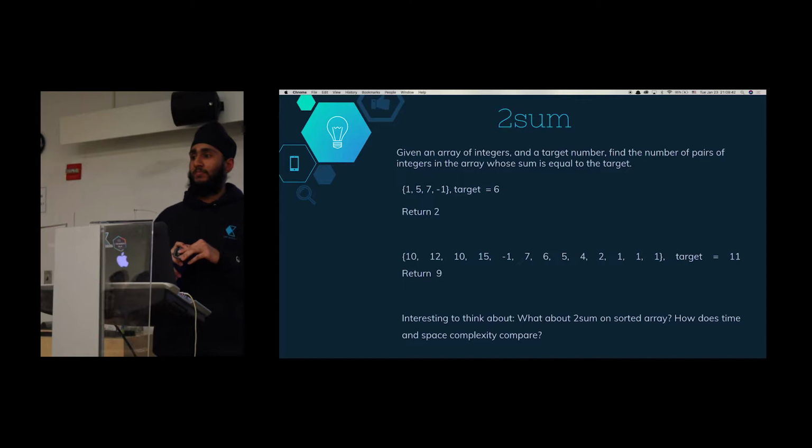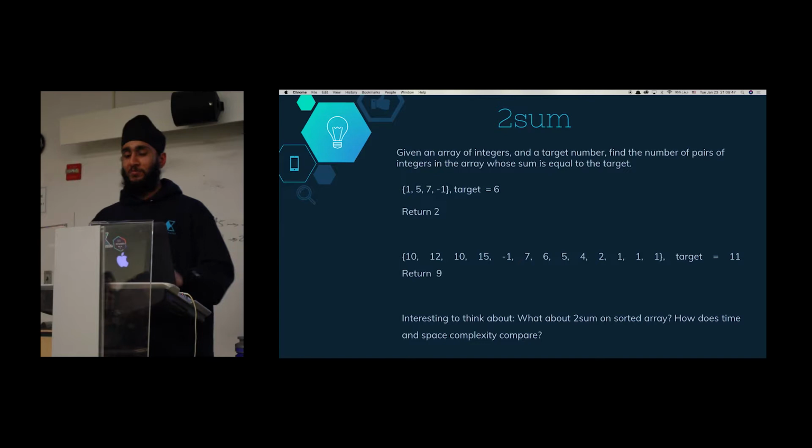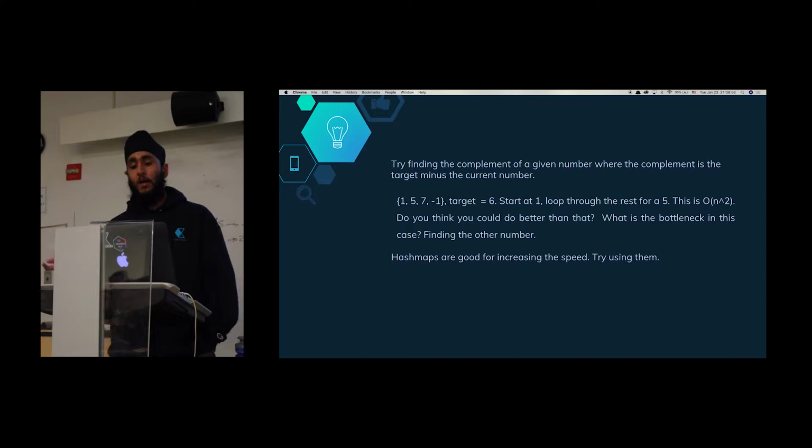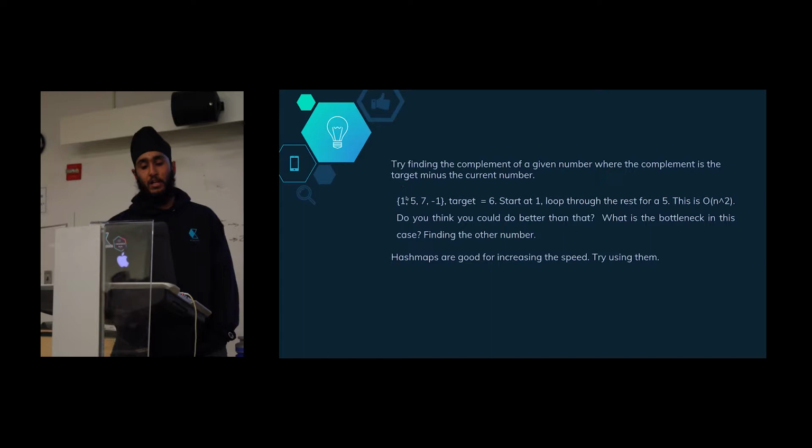All right. So if you didn't hear what he said, don't worry, we'll talk about it in a second. So the idea is that you try to find the complement of a given number, which is the target minus the current number that you're at. So if you iterate through the entire array, you know that the number that you're looking for in the rest of the array is the target minus the current value. So for example, if you started this loop at 1 for this test array and your target is 6, you know you're looking for a 5. So you iterate through the rest of the array looking for a 5, right?